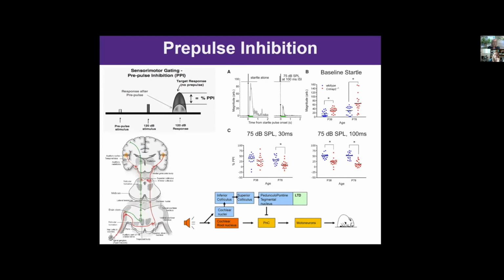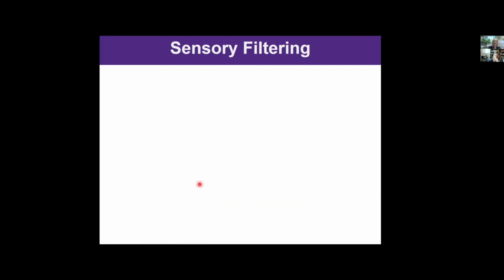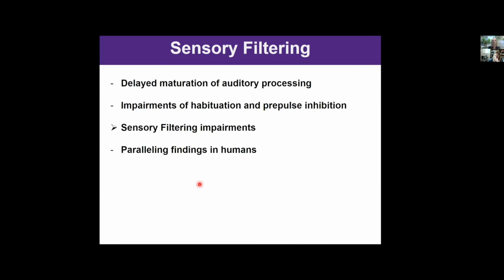So these are the behavioral things that we measure in our CatNap rats on the brainstem level. I want to do an interim summary. What I have shown you so far is that there is a delayed maturation of auditory processing in the brainstem. They startle higher, but there are also impairments of habituation and prepulse inhibition. That points out that there are sensory filtering impairments. Both habituation and prepulse inhibition are measures of sensory filtering, and they parallel findings in humans.